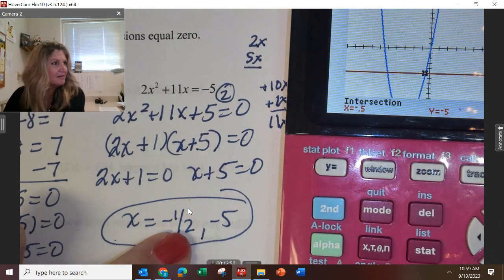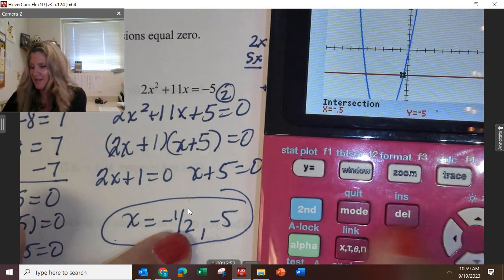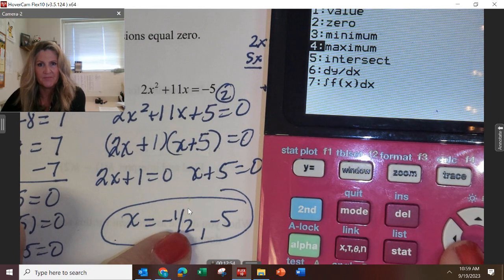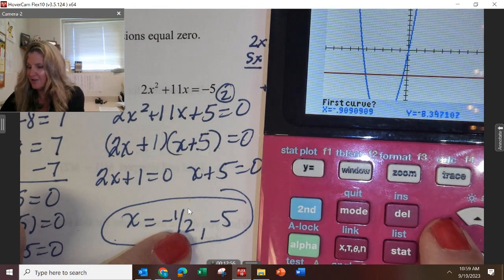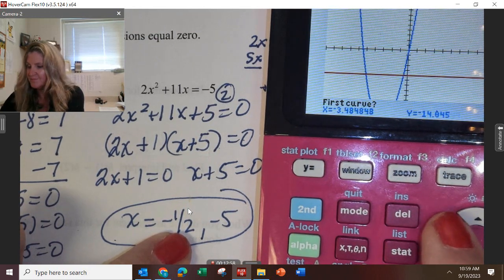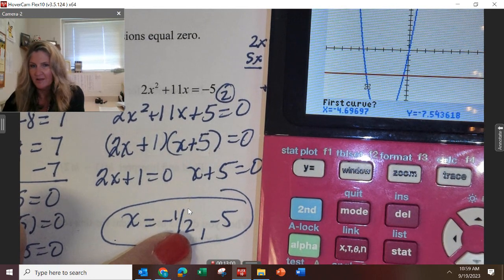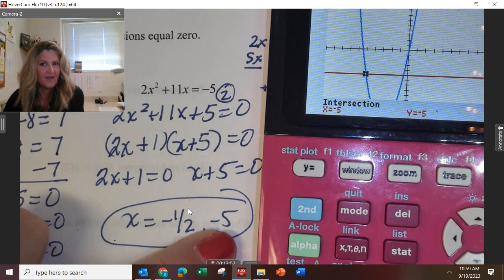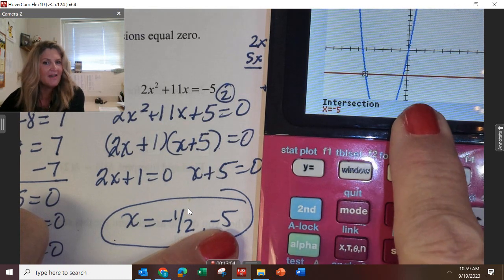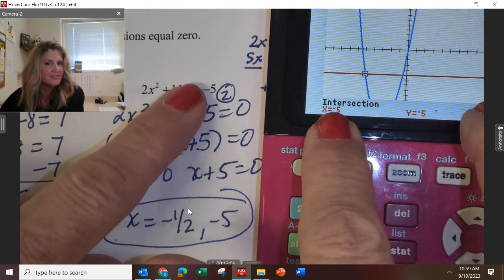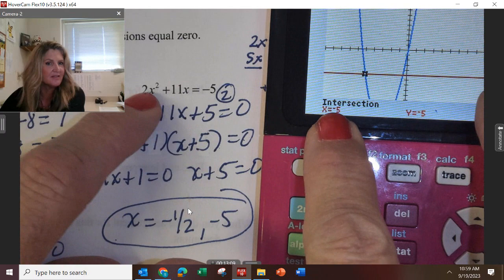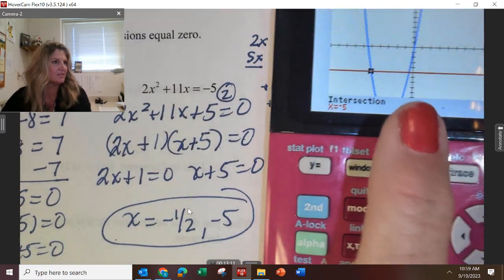Isn't that what we got? That's one of our answers. If I want to check the other one, intersect, get over there close to it, enter, enter, enter, -5 is our other solution. The y values are not solutions, only the x's are. Because I'm saying, where is it that these x's are equal to what it's supposed to be?